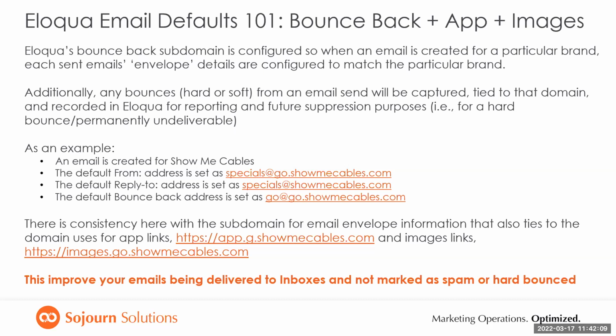So everything is branded the same, right? We've got app.go.showmecables.com, and we've got images.go.showmecables.com, and we've got our sender information that also matches that, okay? And that's really what we want, right? We want everything to be consistent.